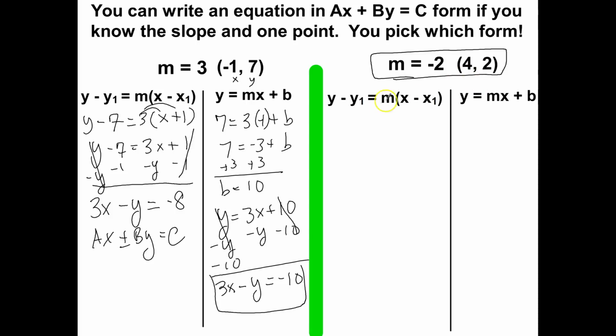Oh. All right. So if I use point-slope form, this becomes x sub 1.